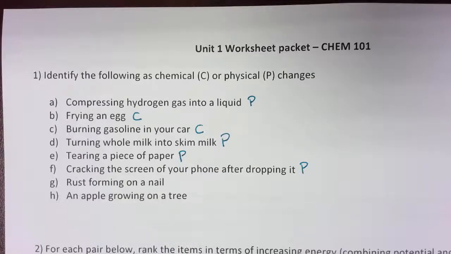Rust forming on a nail. Rust is a great example of a chemical change. A nail is a silvery color, and when rust forms on it, it changes color. And the reason why it changes color is because it actually changes its chemical properties. It's an entirely different substance after rust has formed. Rust is iron oxide, whereas the original nail was just simply iron.